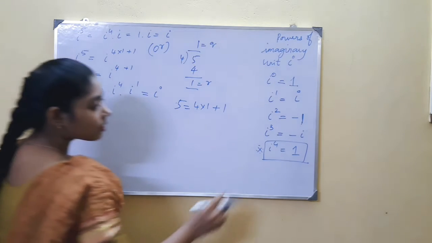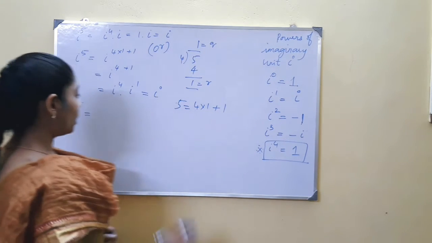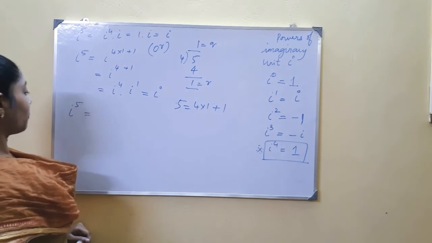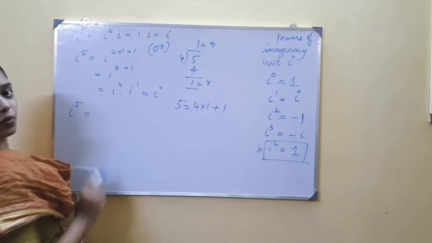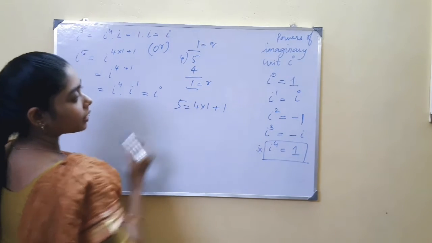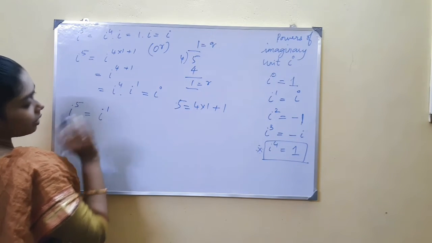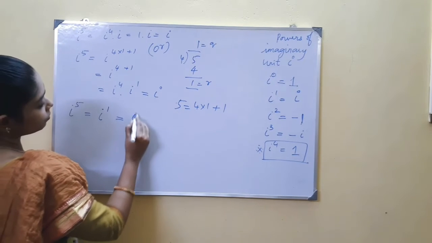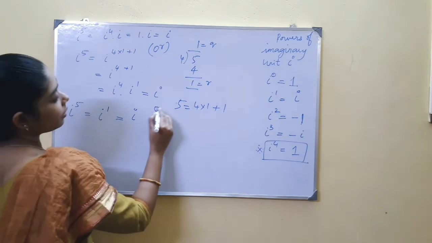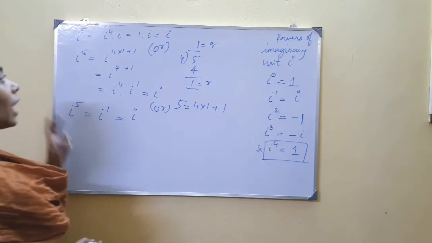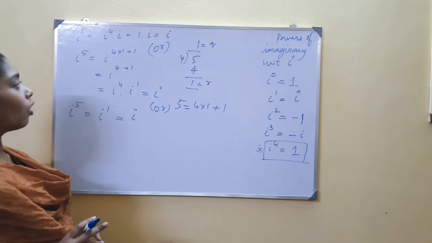So again I am considering this i power 4 is equal to 1. So I am just noting that 4. I am dividing this 5 by 4. What is the remainder here? 1. So write the remainder as such. So this is your value. So there are 3 ways to find values for any powers of i.